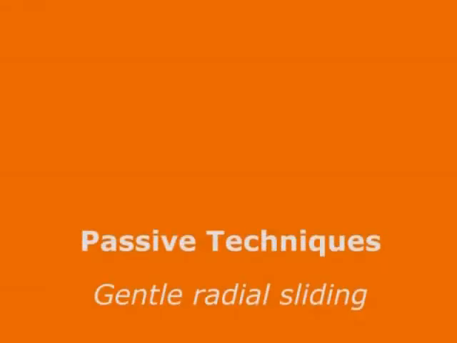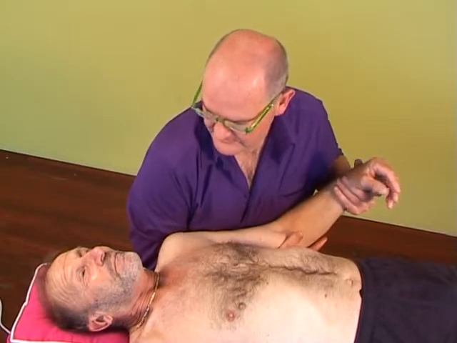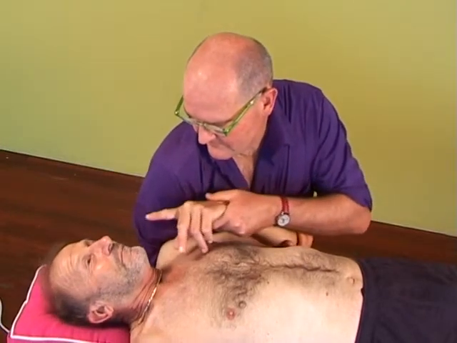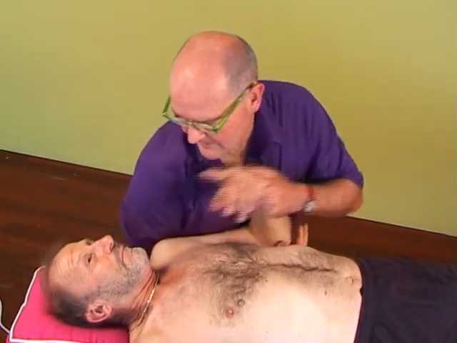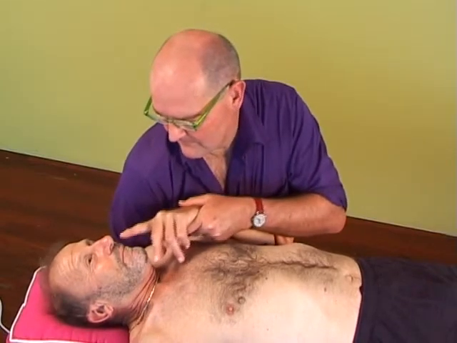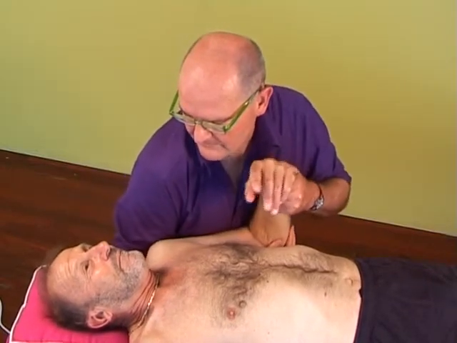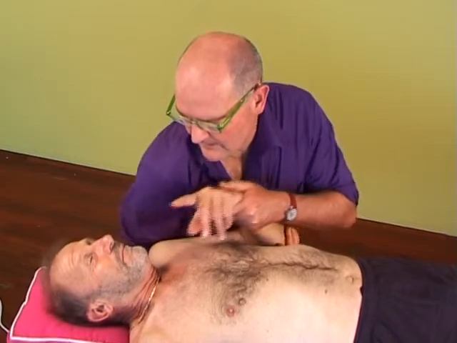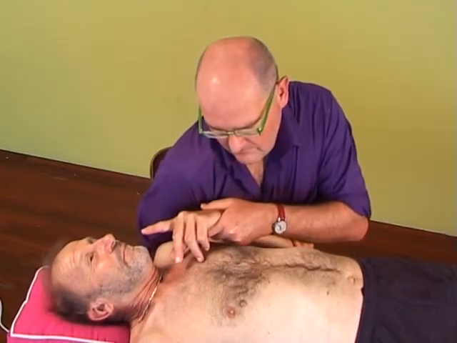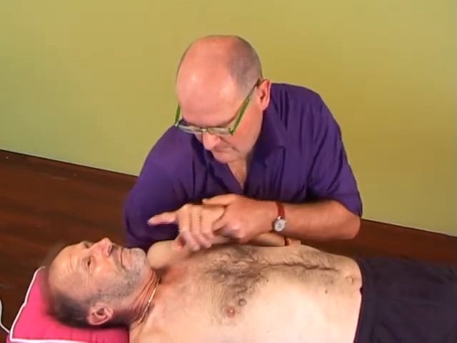Passive techniques. Gentle radial sliding. Here I have Dave's arm cradled. I'm asking him to point at his nose, at the same time gently depressing his shoulder. It's a slider technique, and it's a way of performing the technique in some distraction.